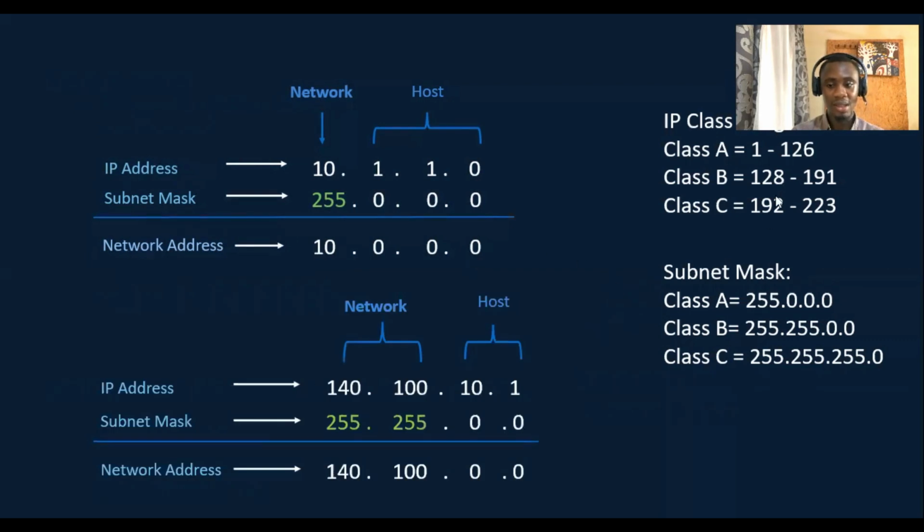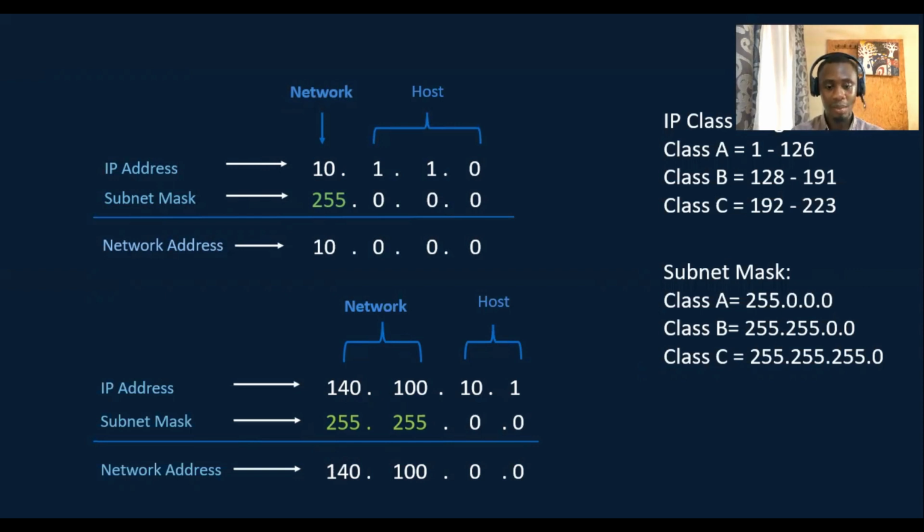Let's take another example. So in this second example here, we have an IP address of 140.100.10.1, but the thing here is we have a subnet mask of 255.255.0.0. So in this case, we have two parts of the subnet mask having 255. So if you want to know the network address, you use its corresponding value in its IP octets. So we'll have 140.100 and the rest will be 0.0. So I hope you're getting the idea here.